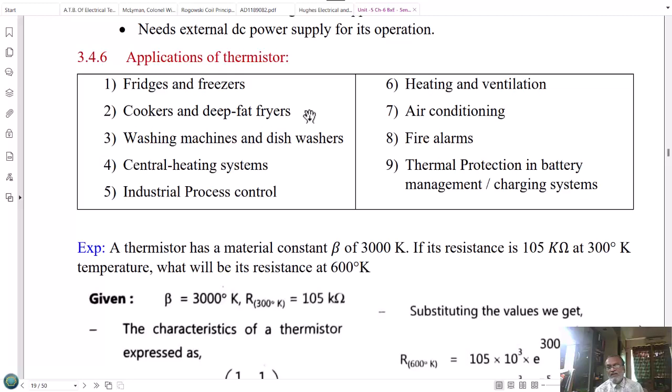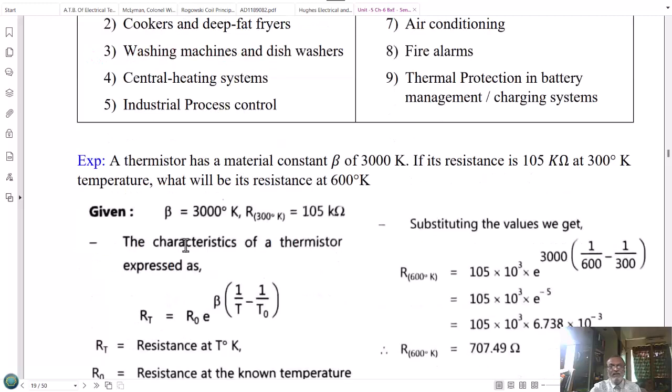Thermal protection in batteries and charging system also utilizes local thermistors to monitor the temperature of a battery. When the temperature exceeds a safe temperature value, the thermistor will generate the signal, which will be handled by the further protection circuitry to turn off the charging of the batteries.